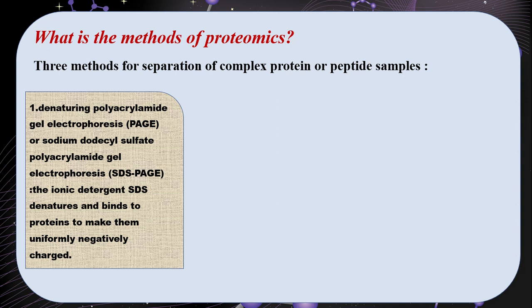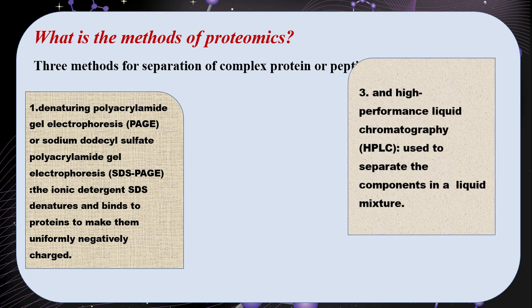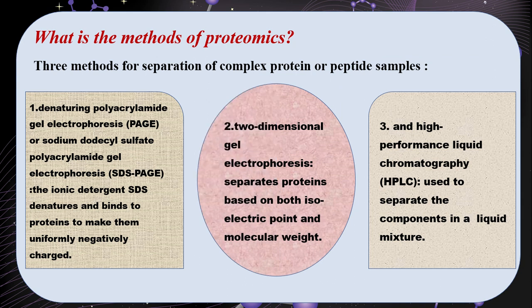Number 1. Denaturing polyacrylamide gel electrophoresis (PAGE) or sodium dodecyl sulfate polyacrylamide gel electrophoresis (SDS-PAGE). The ionic detergent SDS denatures and binds the proteins to make them uniformly negatively charged. And number 2. Two-dimensional gel electrophoresis separates proteins based on both isoelectric point and molecular weight. Number 3. High-performance liquid chromatography (HPLC) is used to separate the components in a liquid mixture.